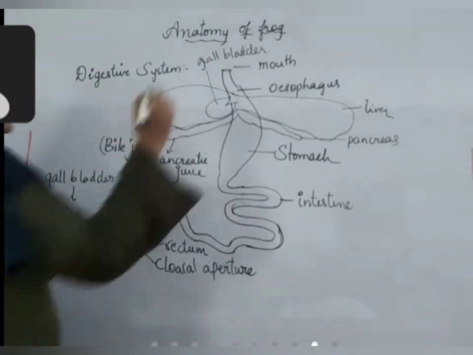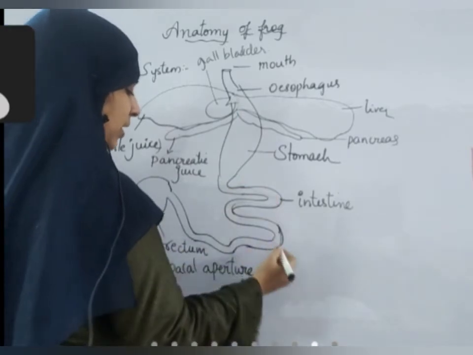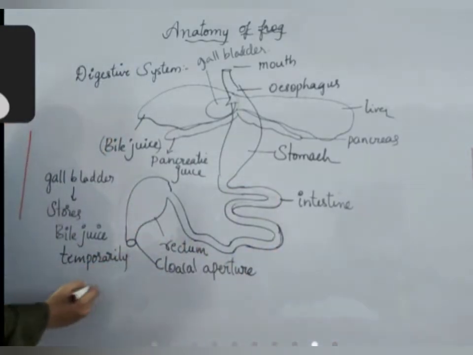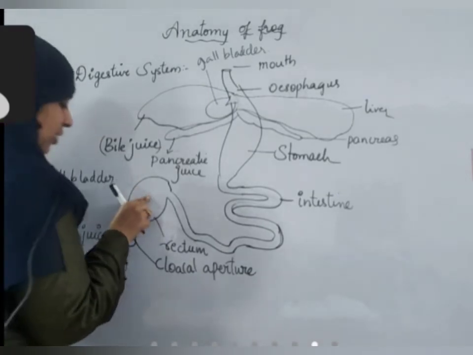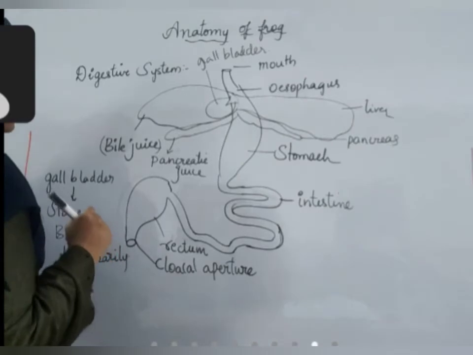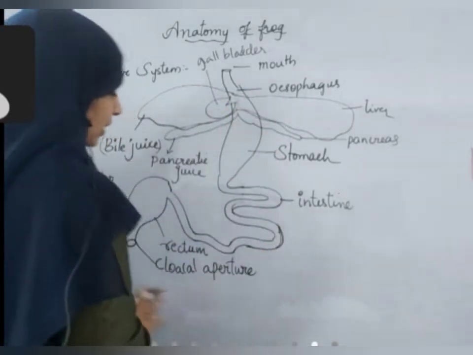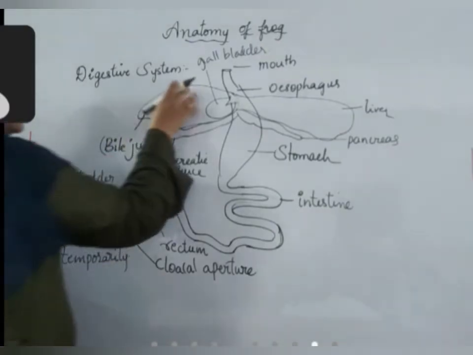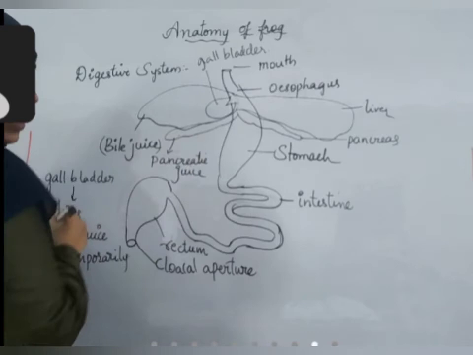Okay? So at mouth, food enters, it passes through esophagus, stomach, intestine. Undigested food is temporarily stored in rectum. After that, it is released out through cloacal aperture. Digestive juices required for digestion are released by liver, which is called bile juice, and pancreatic juice that is released by pancreas.